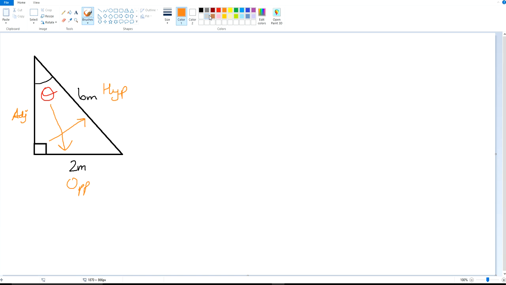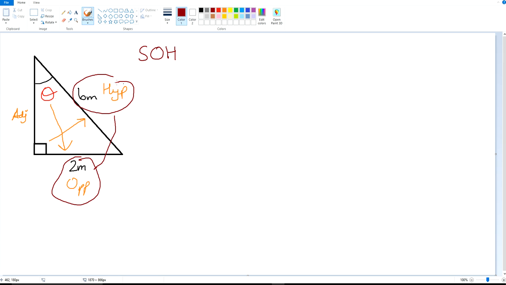So now we need to work out the angle. Let's have a look. What is this question between? So we know the opposite and we know the hypotenuse. So it's between these two, O and H. O and H make the O sound, which comes from SOH.